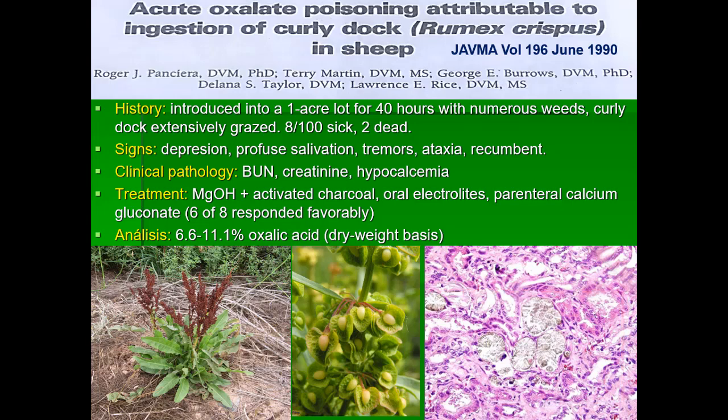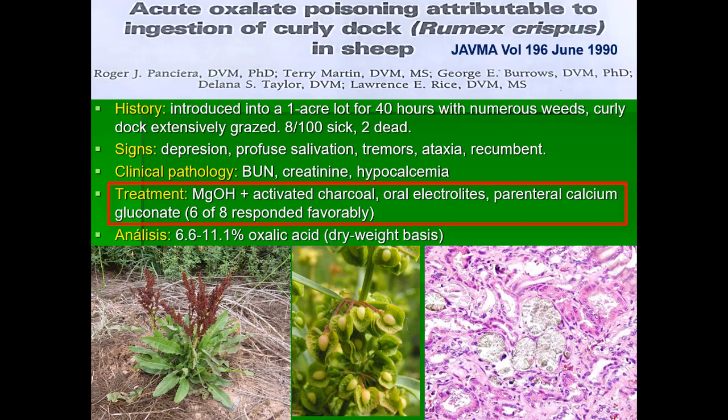Other lesions they mentioned were dilation of the renal tubules and flat and degenerate tubular epithelium, and they also found large amounts of broadleaf plant material that was consistent with curly dock in the rumen contents. Now the 8 sick ewes were taken to a teaching hospital, and the laboratory results of blood prior to treatment showed an elevation of BUN, creatinine, and hypocalcemia. They were treated orally with magnesium hydroxide, activated charcoal. They gave balanced electrolyte solutions by a stomach tube, along with some calcium gluconate parenterally.